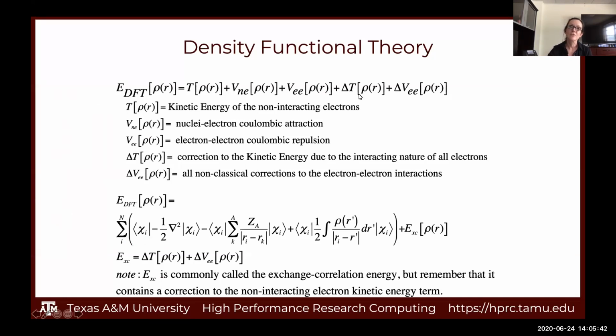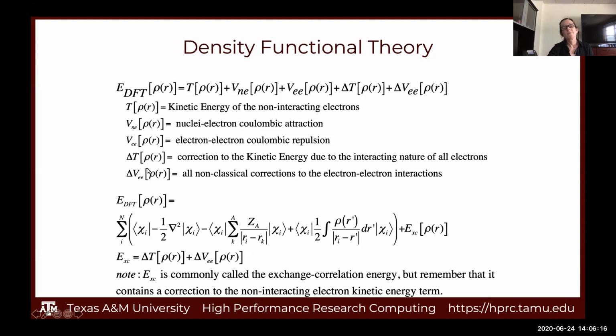Okay, the kinetic energy correction term. Okay, so this is new. We have a correction to the kinetic energy due to the interacting nature of all electrons. So this kinetic energy term doesn't have the interaction term in it, so we have to have a correction for it. And then we also have a correction for the electron-electron repulsion term. This is the non-classical part. This goes to the exchange part for the electron-electron repulsion term, okay, which is also a function of the density, or the electron-electron interaction term, sorry.